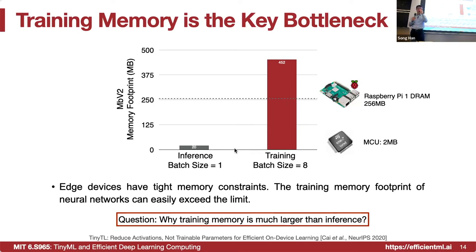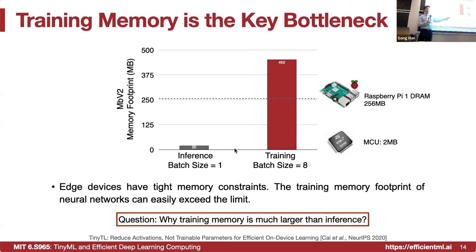And here we want to pause for a few seconds. So why is training memory much larger than inference, where inference requires only 20 megabytes, but training requires 450 megabytes? What makes it so memory consuming? Yeah, backpropagation, you have to store all the intermediate activations. That's definitely one point. Same thing, backpropagation. Yeah, exactly. During forward propagation, you just need to compute one layer, throw it away. But in order to do training, you have to do backpropagation. You have to store all those intermediate activations. That's one point. What's the other part?